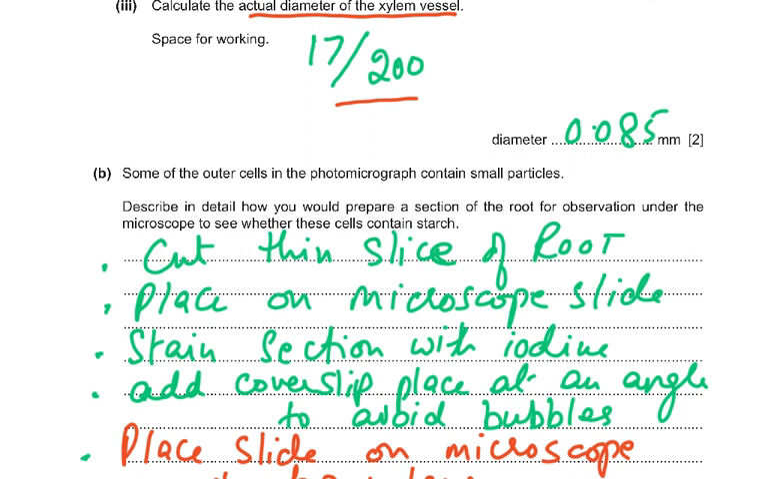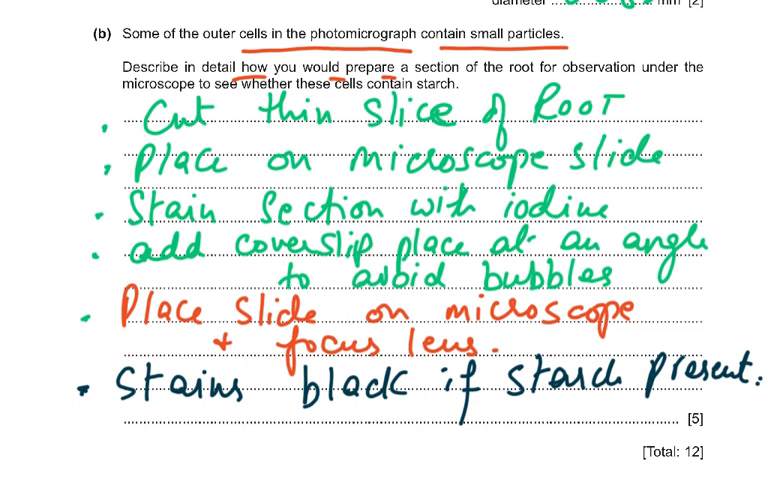Then it says some of the outer cells of the photomicrograph contain small particles. Describe in detail how you would prepare a section of the root for observation under the microscope. Now this again is a syllabus point. This is one of the syllabus points that you need to know, how to examine under the microscope. So you cut a very thin slice of the root, you place it on a microscope slide, you stain the section with iodine. Why? Because they've said the particles contain starch. So you have got to think of how you would stain the starch.